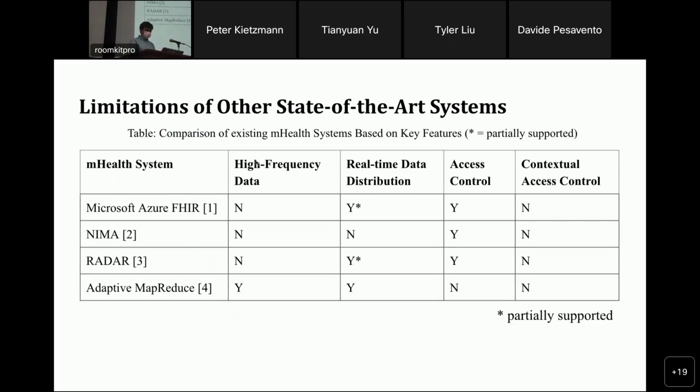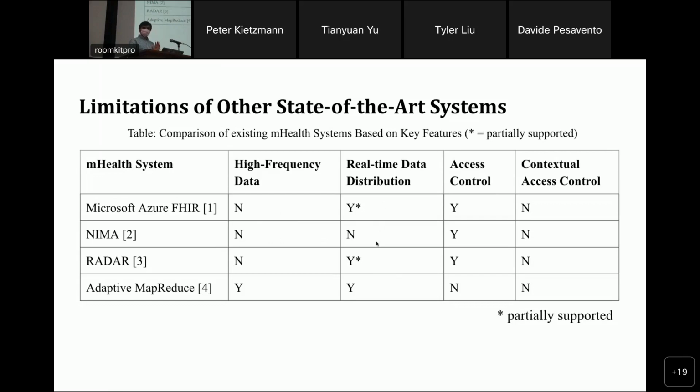We did some comparisons based on these key mHealth metrics, and we found that most of these state-of-the-art systems did not have contextual access control policy. I'm going to be talking a little about this in the next slide. We also looked at whether they support high-frequency data or not. It was also very limitedly supported. And real-time data distribution was also only partially supported in some of the systems.